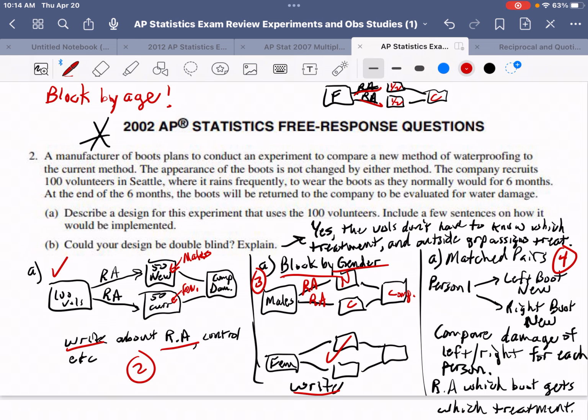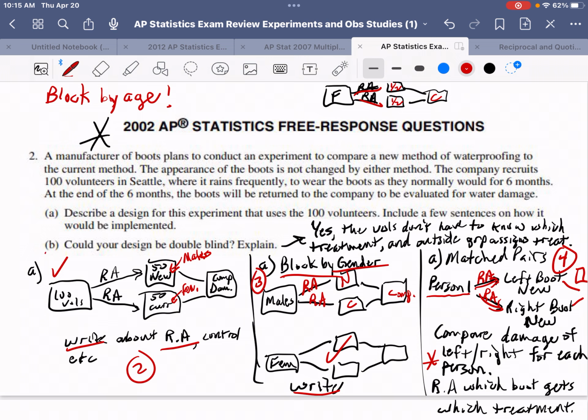They said, what if you took each one person and randomly decided that the left boot got the new treatment and the right boot got the current treatment, and then that person sends back the boots for damage comparison of the left and the right boot, and then do that for every other person. That person scored a 4.